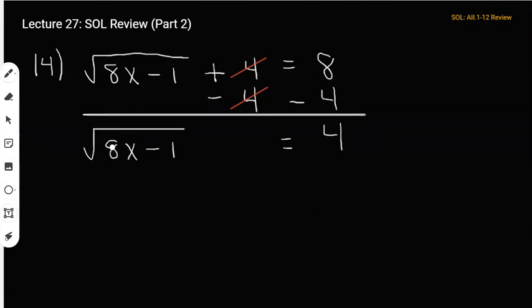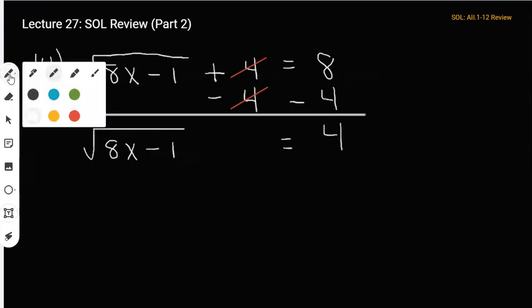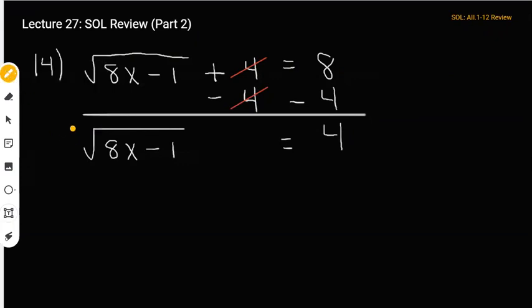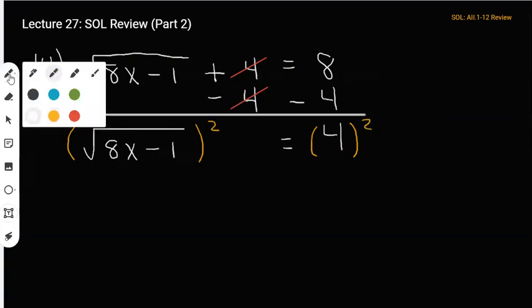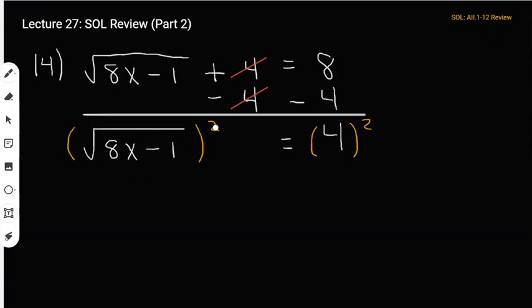All right, so now I need to get rid of the square root symbol, and then I can do stuff on the inside of the radical. So to get rid of the square root symbol, I need to square both sides. So I need to square the left side, but also I need to square the right side. What that does is the exponent of 2 up here and the square root symbol are going to cancel each other out, leaving me only with what I have on the inside, 8x minus 1.